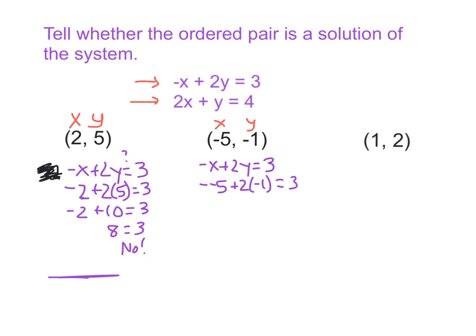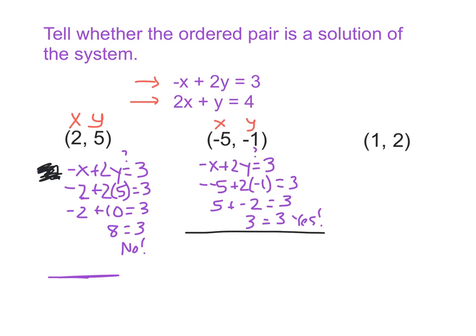And again, our question is, is this equal? So negative, negative 5 is positive 5. Plus 2 times negative 1 is negative 2 equals 3. And 5 plus negative 2, when we do this math right here, we find out that that is 3. And then the question is, does 3 equal 3? Well, yes, it does. So far we know that negative 5, negative 1, this point, is a solution to this equation. Now we need to find out if it's a solution to the second equation.